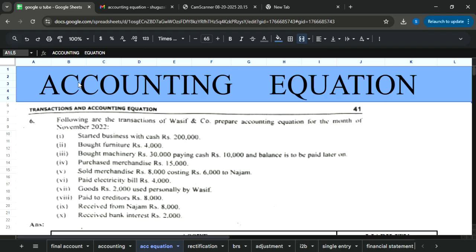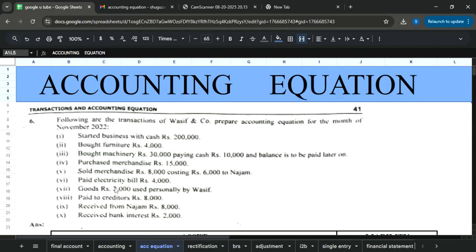Today's target is to solve question number 6. The chapter which we are related with is accounting equation. Surprisingly, we have 10 entries today. In previous questions, there were 5 or 6 entries and now we have 10.